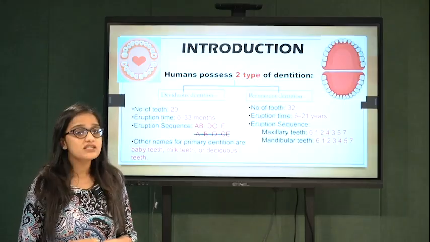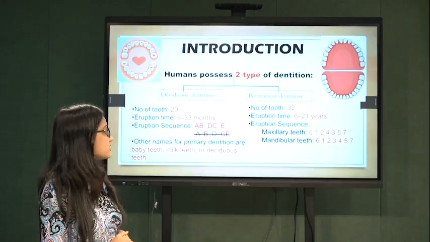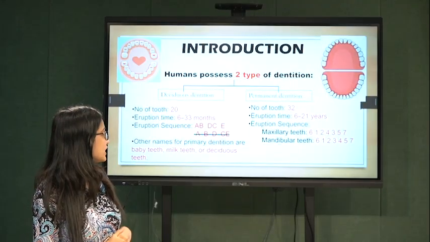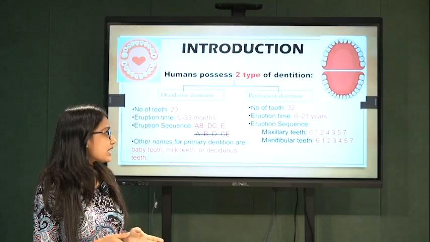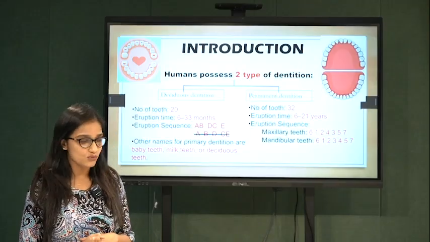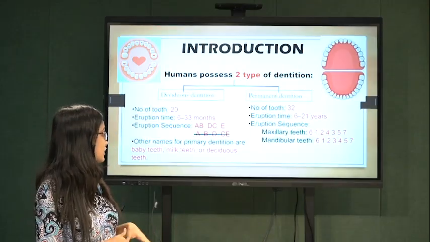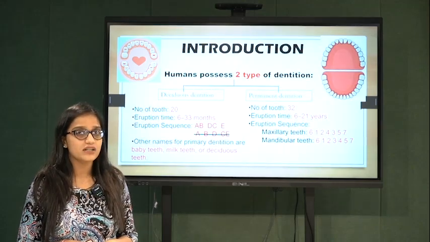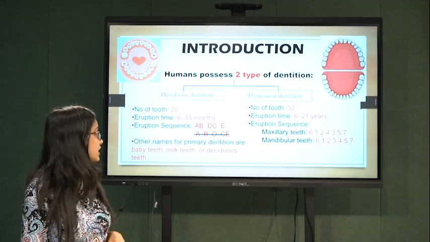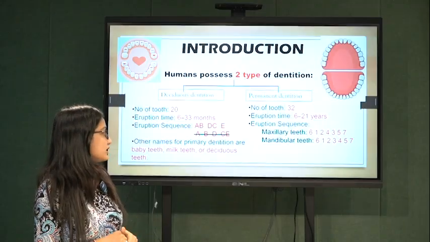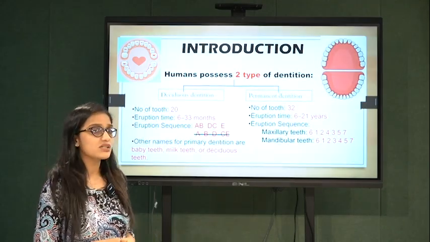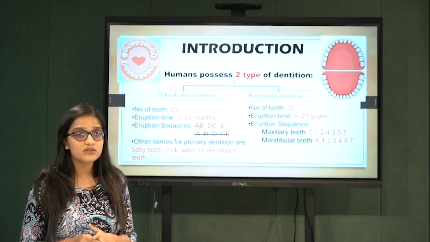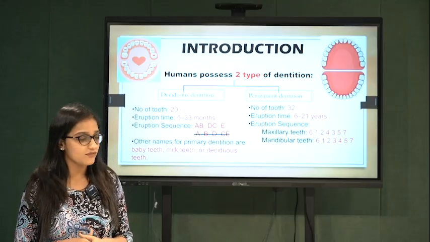Humans possess two types of dentition, that is deciduous dentition and permanent dentition. In deciduous dentition, the number of teeth present is 20, and in permanent dentition, the number of teeth present is 32. Now the eruption time. The first deciduous tooth, that is the lower central incisor, will erupt at the age of 6 months. So here the eruption time is 6 to 33 months. In permanent dentition, eruption time is 6 to 21 years, as the first permanent molar will erupt at the age of 6 to 7 years.